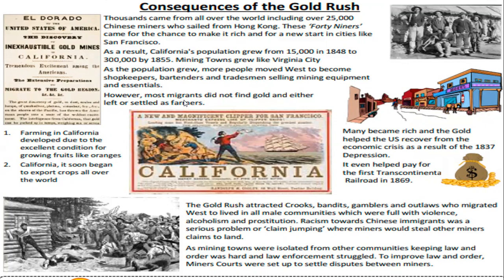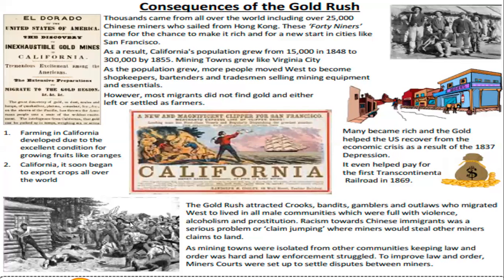But most of the people that went for gold didn't find gold, and they either left or they settled in California and became farmers. Okay. And the reason they became farmers was because, if you see in this point 1 here, there were excellent conditions for growing fruits, like oranges. And California soon became one of the main central exporting areas, exporting crops all over the world because of the amount that were being made. There were many people who became rich, and the gold helped the US recover from that economic crisis in the East. And it even helped pay for the railroad, which we'll look at later on, that was completed in 1869.